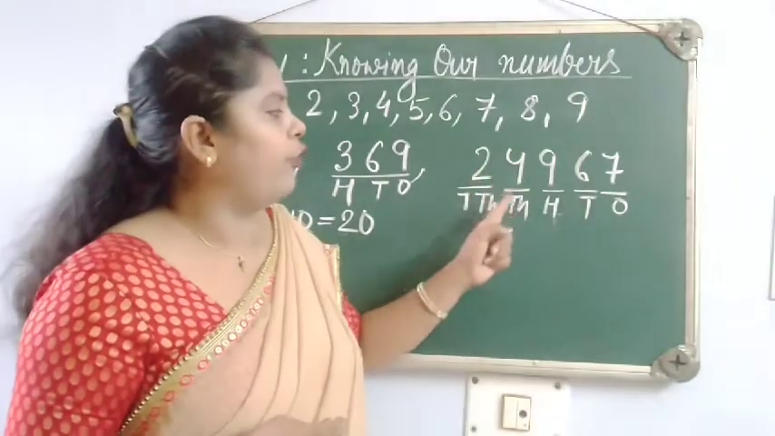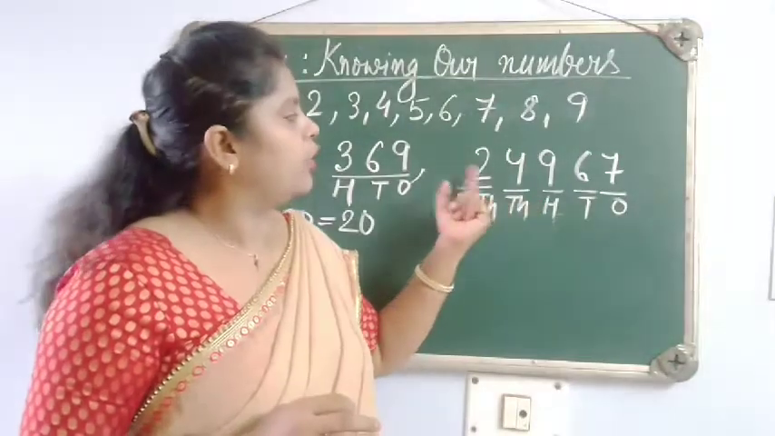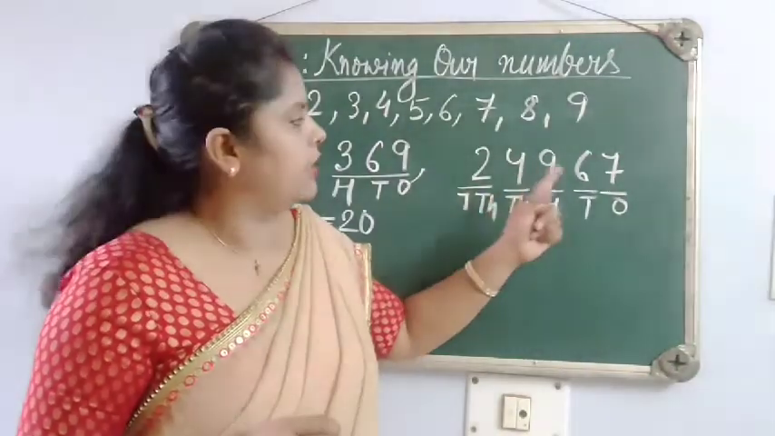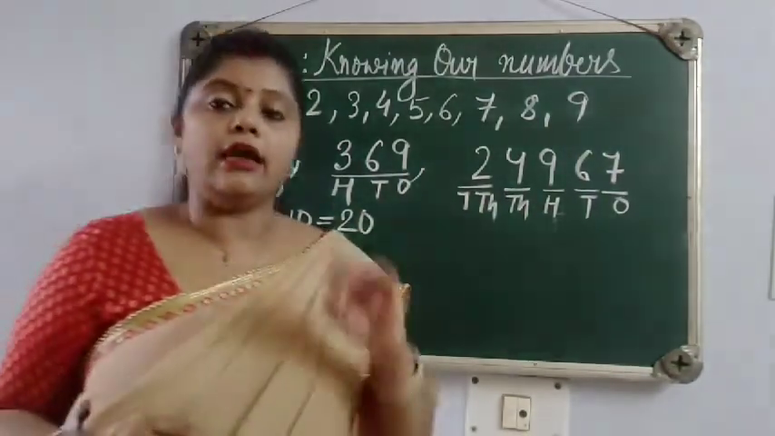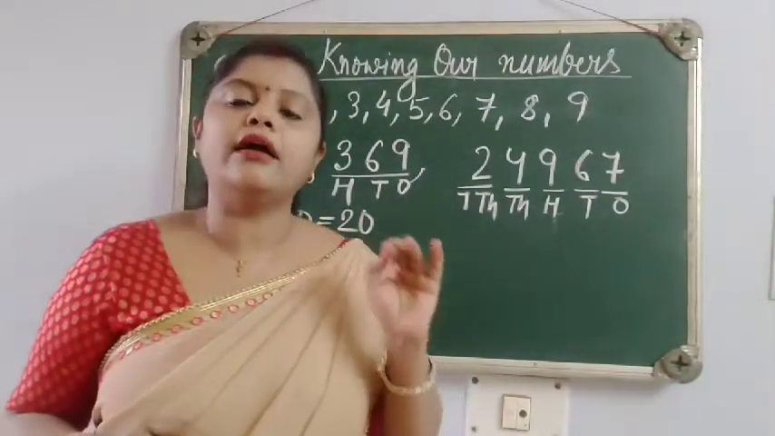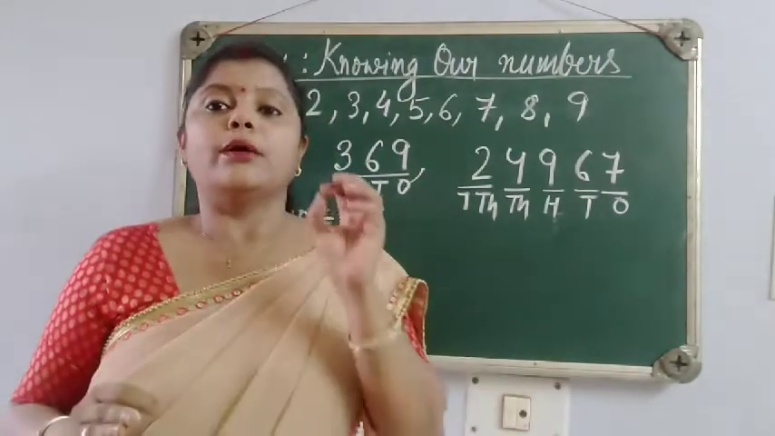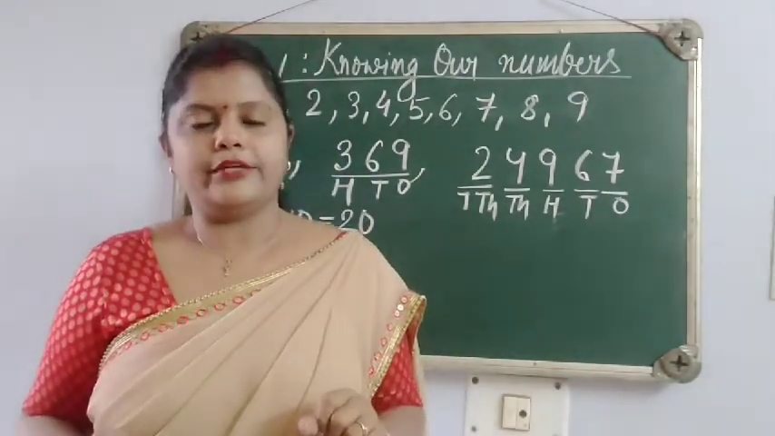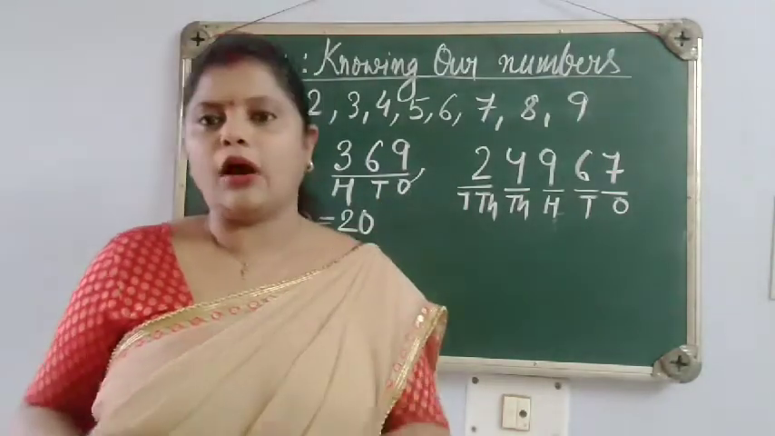20,000. 4 into 1000, that is 4,000. So together they will call us 24,967. So you can see one thing, when the numbers are becoming bigger and bigger, it is becoming difficult to pronounce that number properly. So if I give you one more example, let's see how to deal with it.